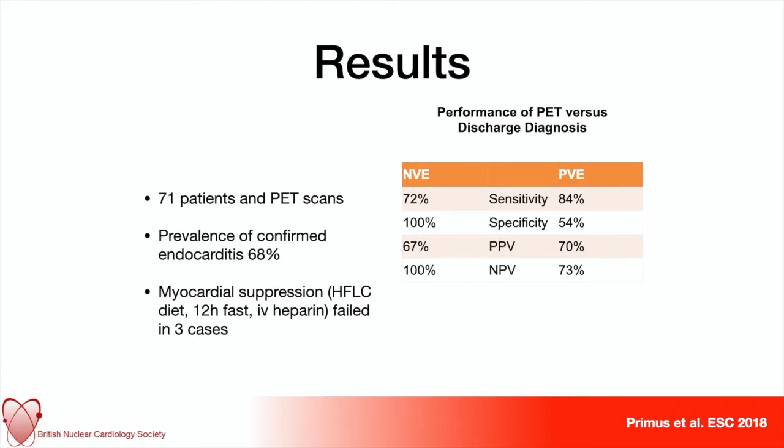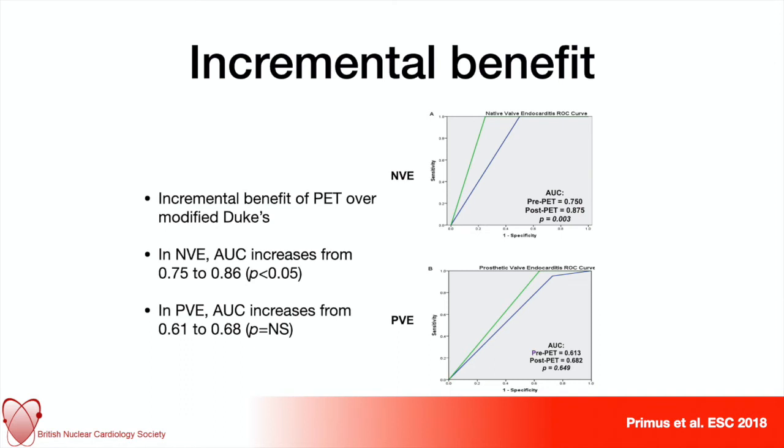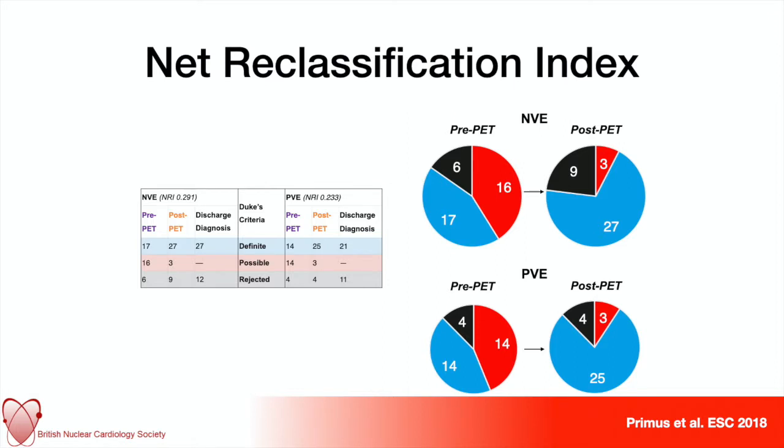And we saw that there was an incremental benefit of PET over the modified Duke criteria in both native valve and prosthetic valve endocarditis, with the areas under the curves increasing over the Duke criteria. But I think clinically useful is that if you look at the pie charts, the reclassification of patients from this possible bucket into either definite or rejected infective endocarditis was really quite powerful in both native valve and prosthetic valve patients. So after a PET scan, there's many fewer patients in that possible category, i.e. you have a diagnosis. Let me show you some more cases.